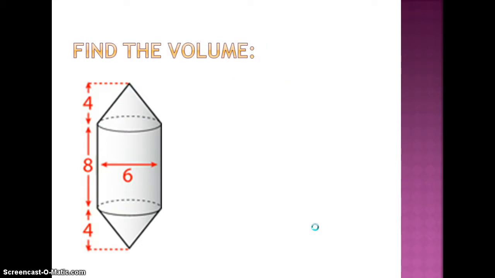For the same shape, we can find the volume. Now for volume, we're going to include these bases because we're thinking about everything it takes to make up this shape. If we filled it up, how much would it take to fill it up? So we're still looking at 2 cones. So we're going to double the volume of each cone, and then we're going to add it to the volume of that cylinder.